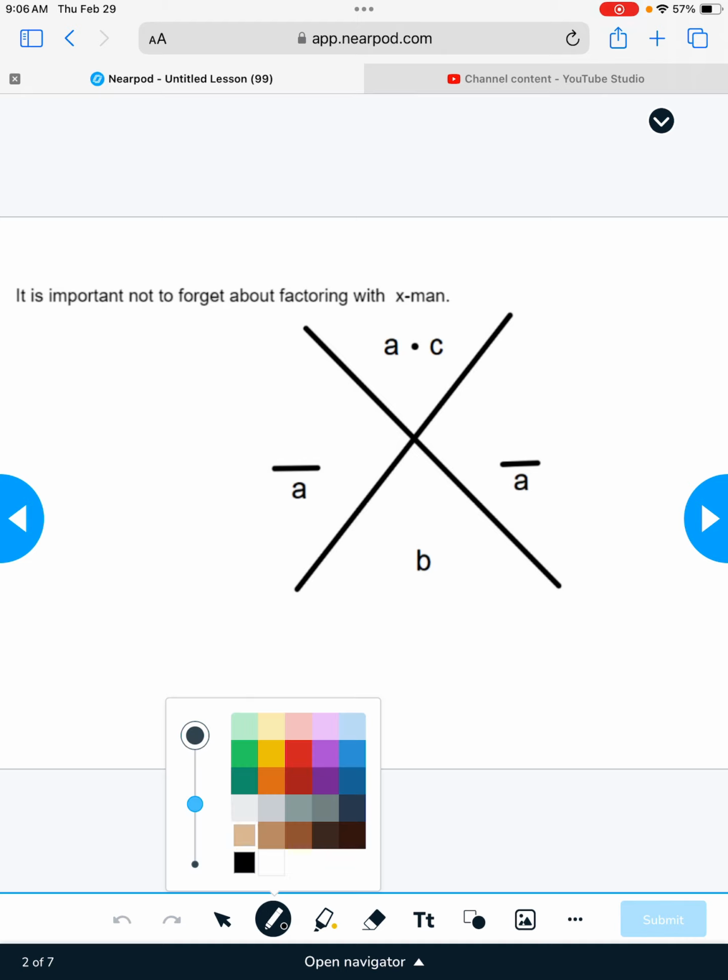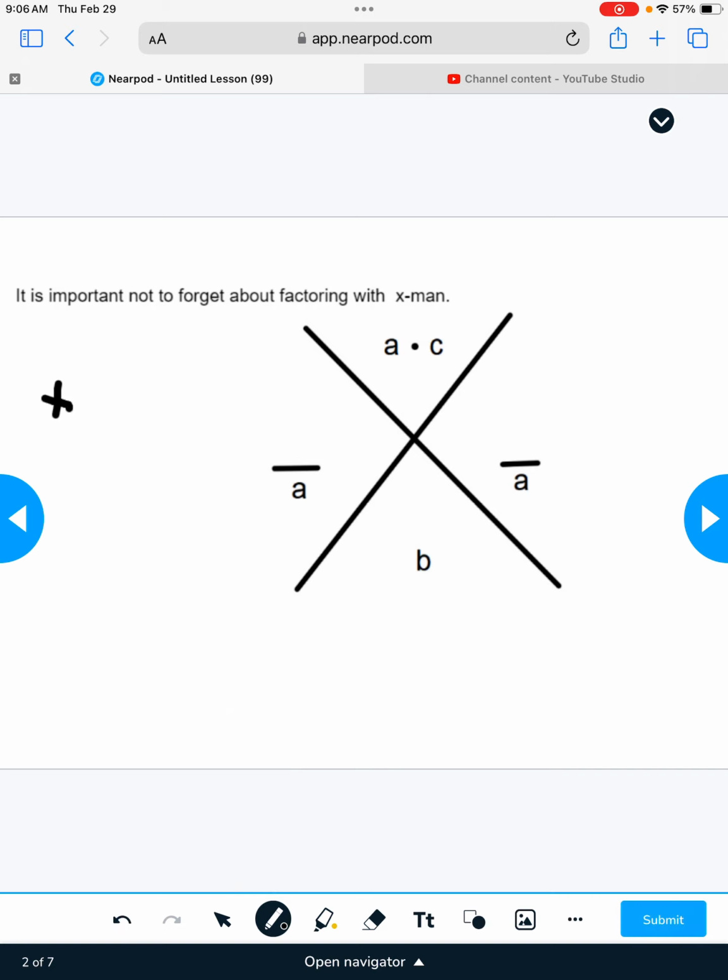So to get started, again, the quadratic is going to look something like x squared plus 2x minus 3. And that's going to be an expression because it does not have an equal sign. When we factor, our goal is to find two sets of parentheses that would multiply together to make that quadratic.